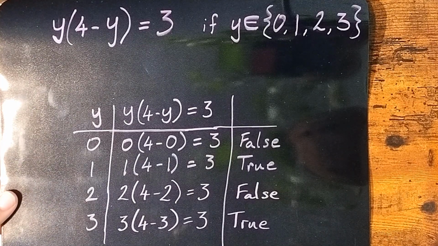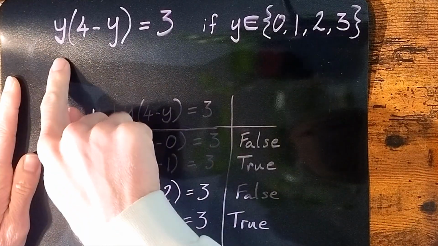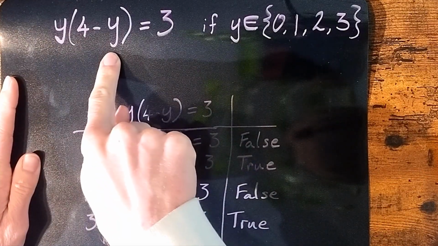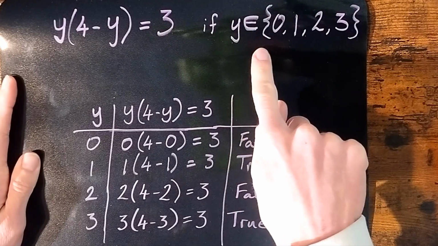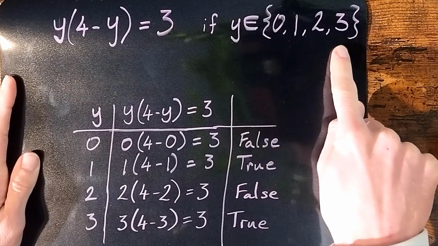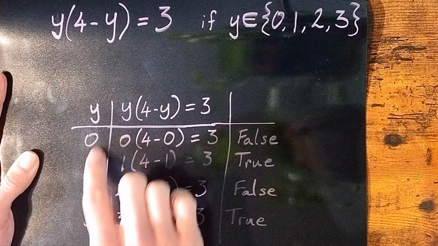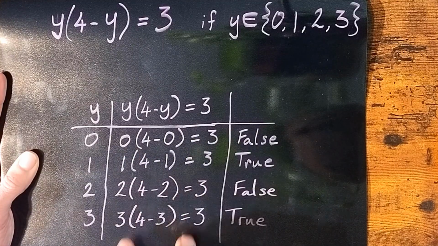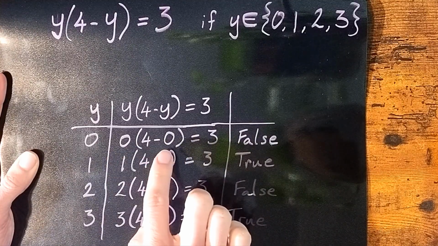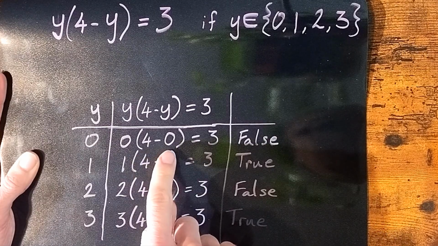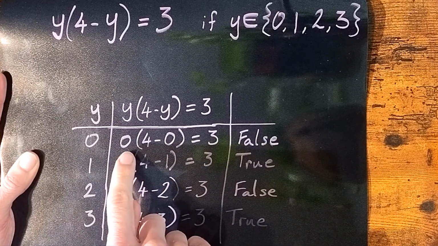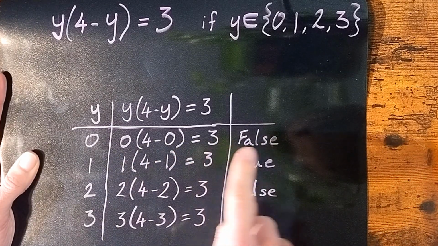If I didn't explain myself well enough, I'm convinced these next two example problems will clear up any misunderstandings. Solve y times the quantity 4 minus y equals 3, if y belongs to the set 0, 1, 2, 3. Here I have a small table with the values of y and the equation with y plugged in. When y equals 0, 4 minus 0 is 4, times 0 is 0. 0 equals 3 is false.